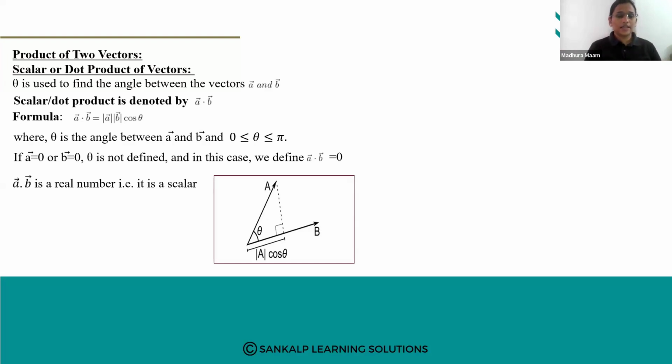Okay, so as the name itself says, scalar product of two vectors. What does that mean? When you multiply two vectors, the answer you get back is a scalar. That means a fixed number comes, a mathematical number, not a vector. When you multiply two vectors in this way, the answer is always a scalar. Okay, so can anybody tell me any example?